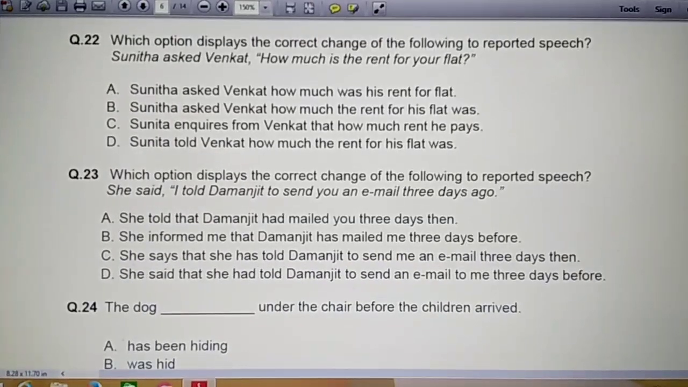Now here comes question number 22. Which option displays the correct change of the following to reported speech? Sunita asked Venkat, how much is the rent for your flat? So the right option for that will be Sunita asked Venkat how much the rent for his flat was. Option B will be the right one.